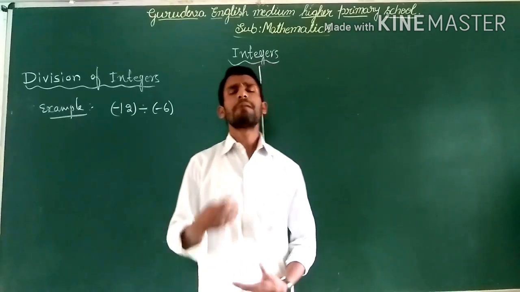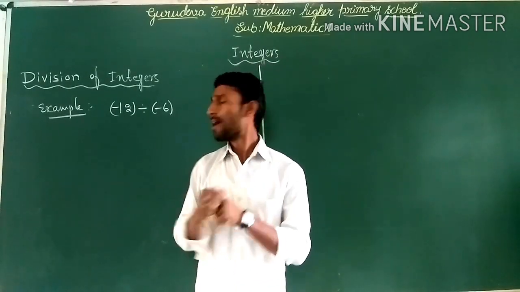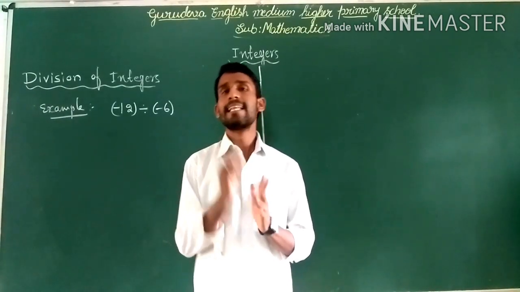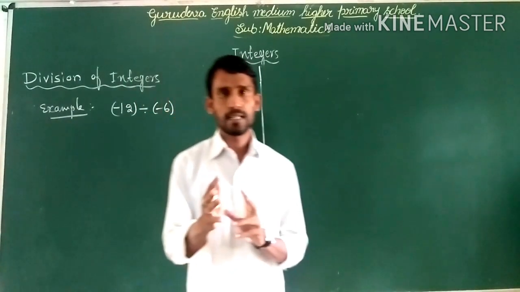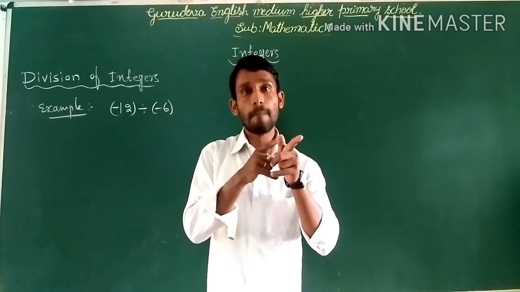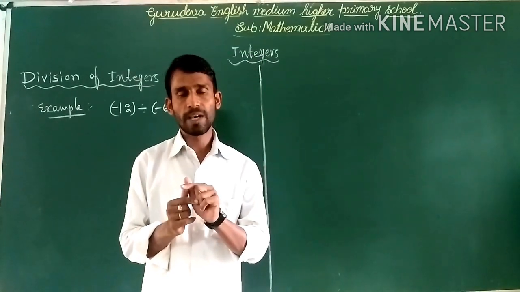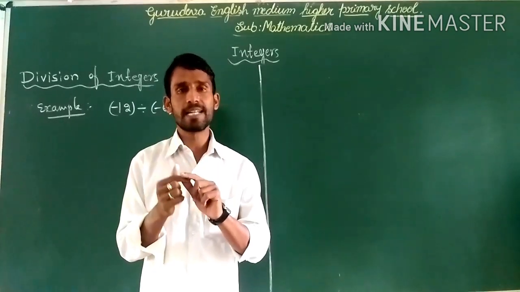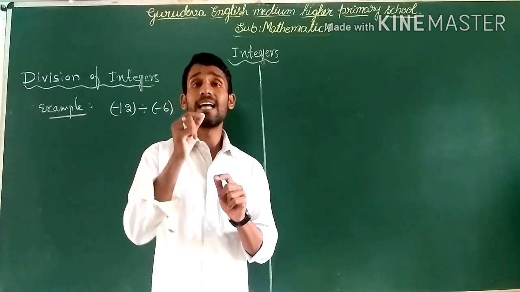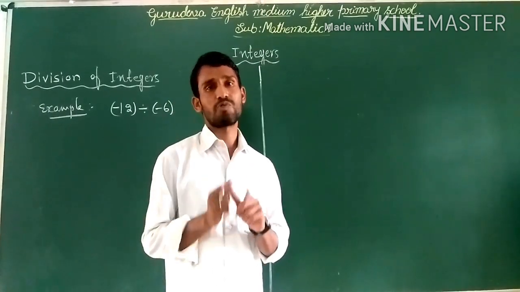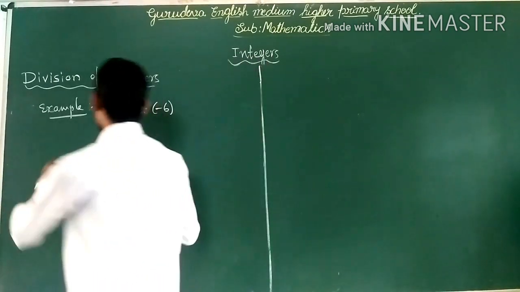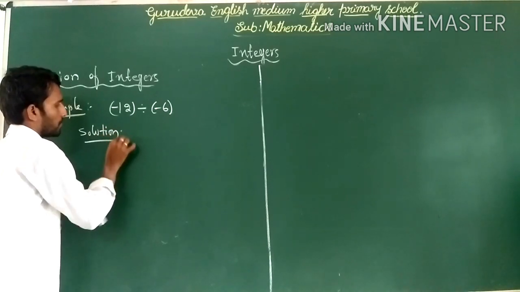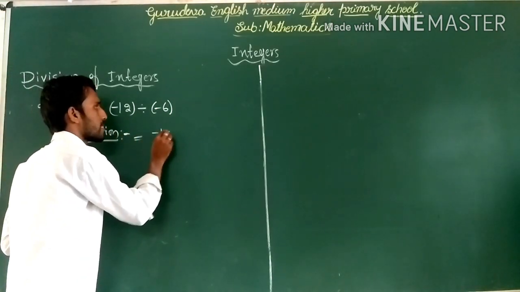In this example, I am taking both as negative integers. The denominator is a negative integer and the numerator is also a negative integer. When we divide a negative integer by a negative integer, we put a positive sign in front of the quotient. Let us observe this example. Solution: minus 12 divided by minus 6.